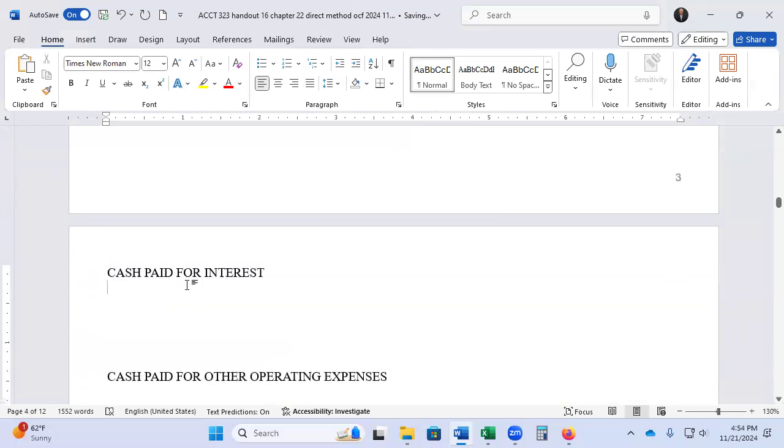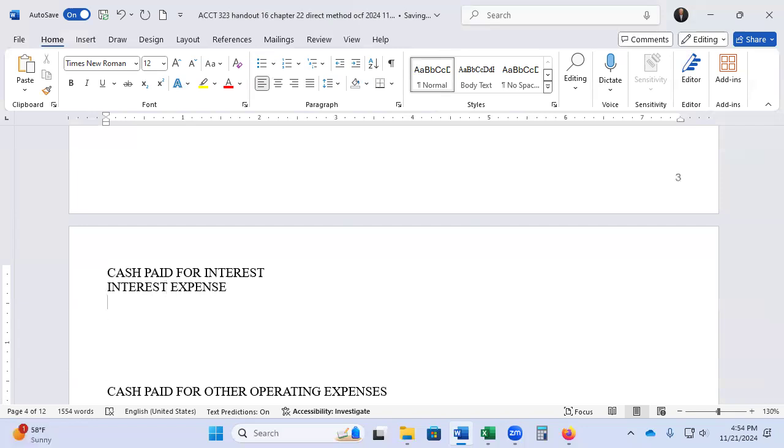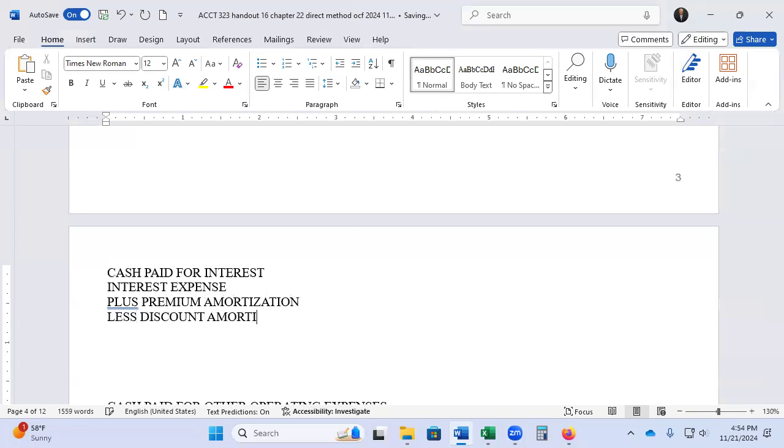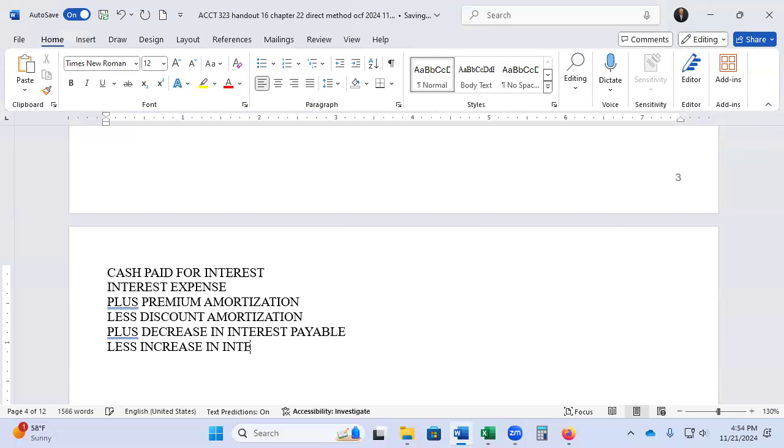Okay, so now cash paid for interest would be: start with your interest expense, plus the premium amortization, less the discount amortization, plus the decrease in interest payable, less an increase in interest payable. And that equals cash paid for interest.